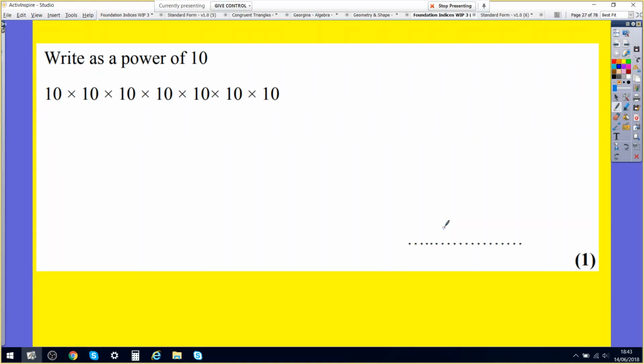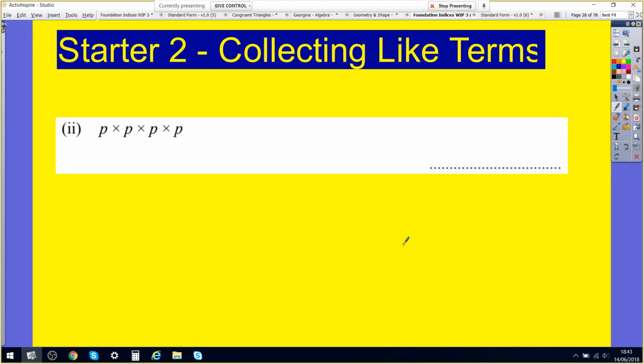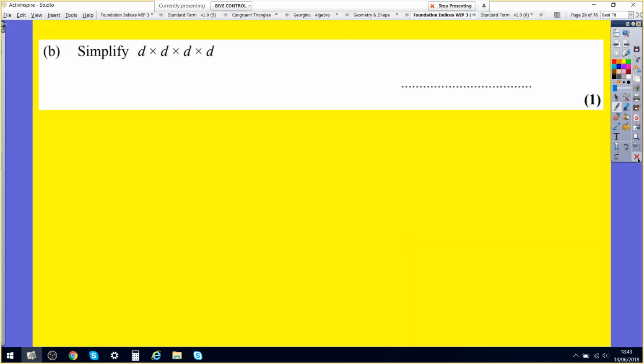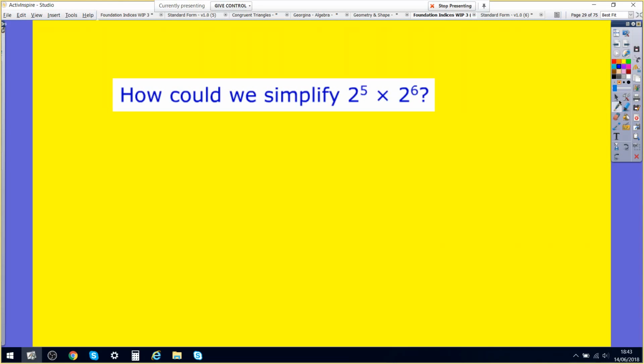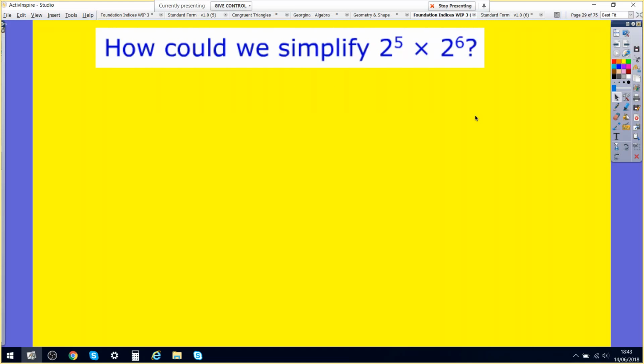Ten to the power of 7. How about this one? P to the power of 4. Well done. I'm just going to skip these questions because I think you'll be able to do them. Any idea how we could do a question like this non-calculator?